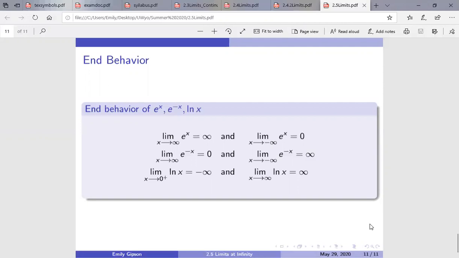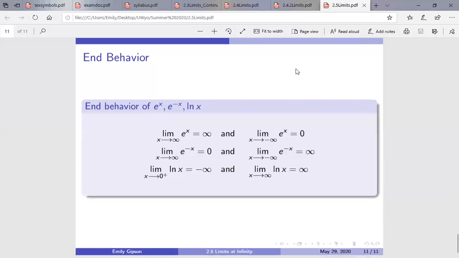And then finally, we know that the natural logarithm of x can only accept values greater than 0, so we have to approach its end behavior from the right-hand side. So the limit of the natural log of x as x approaches 0 from the right-hand side is negative infinity. And the limit of natural log of x as x approaches infinity equals infinity. So let's go ahead and do some examples.